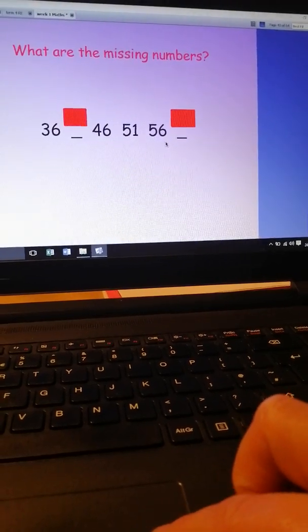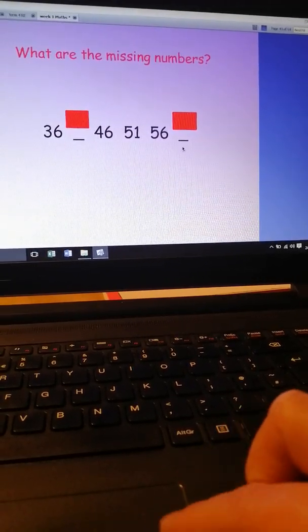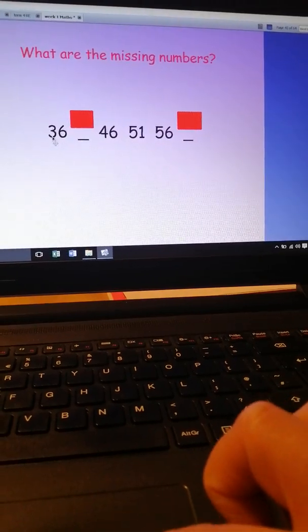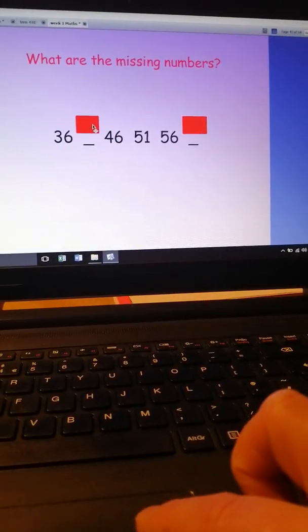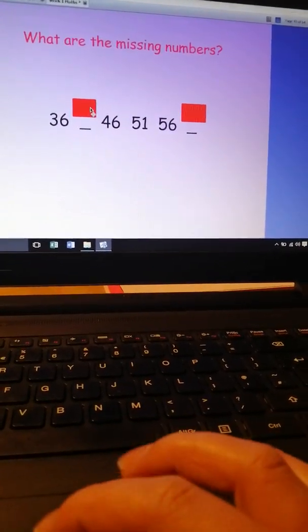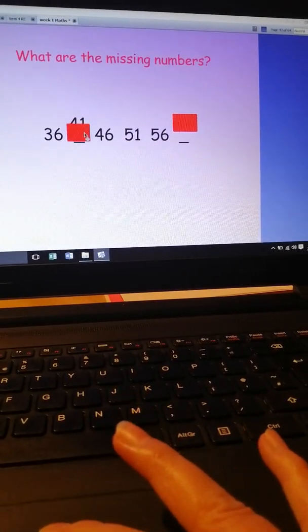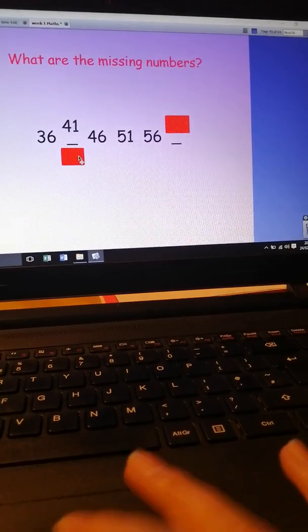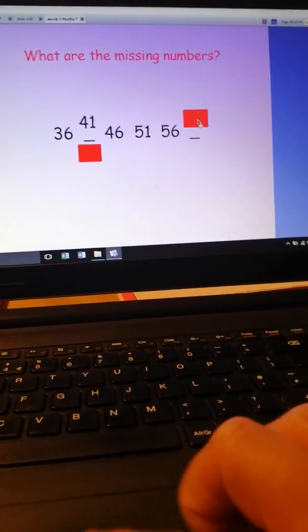So use that pattern to find the missing numbers. 36, add that number. And then repeat it at the end. Let's see if you get the same as me.